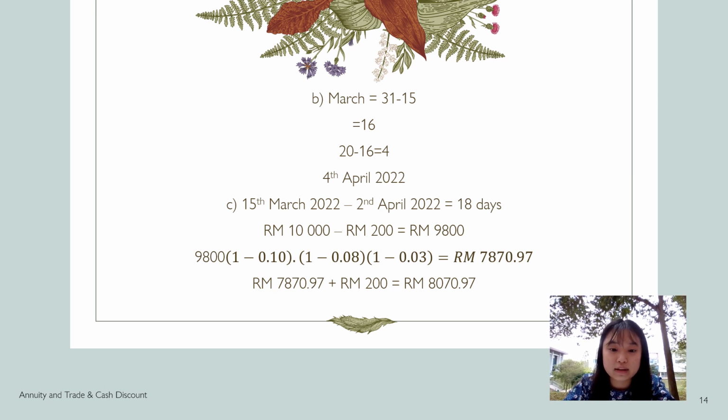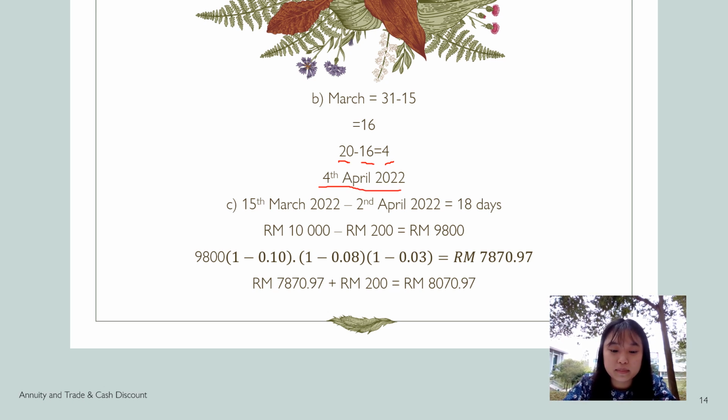For question B, it asks for the last day to receive the 3% cash discount. To find the last day, we need to take 15 March 2022 plus 20. To find the rest of the days of March, we take 31 minus 15, then we get 16. Then we take 20 minus 16, and we get 4. So the last day will be 4th April 2022 to get the 3% discount.